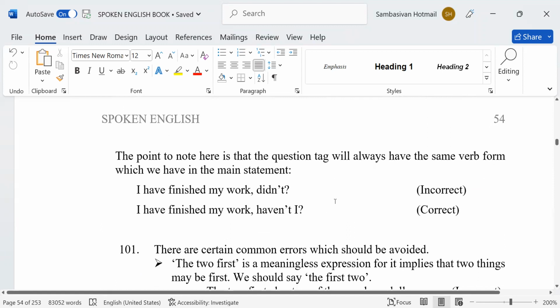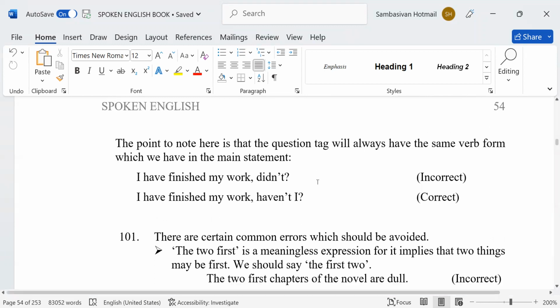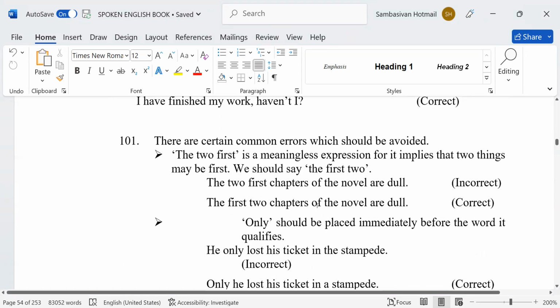The point to note here is that the question tag will always have the same verb that we have in the main statement. "I finished my work, didn't I?" Incorrect. "I have finished my work, haven't I?" Correct.